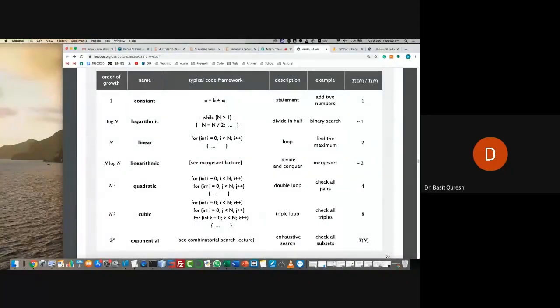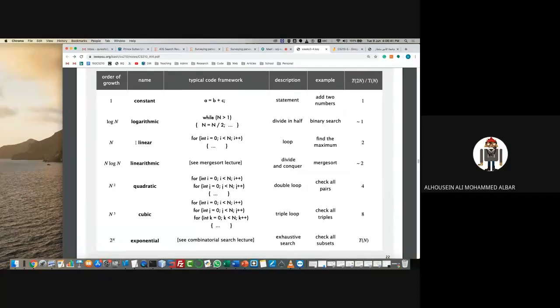If you have a loop where the counter is being divided by 2, so n equals n divided by 2, and every time we divide the counter by 2, you're going to get log of n time. This is very important. Later on, we're going to study some algorithms which are log n time, and the property is that you have to divide the counter by 2 in every iteration.